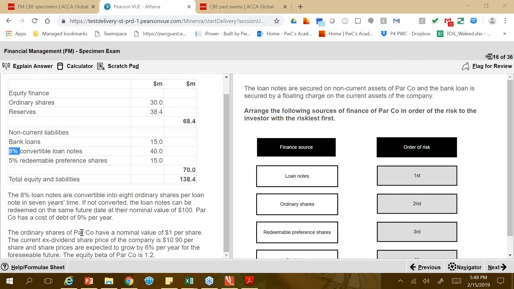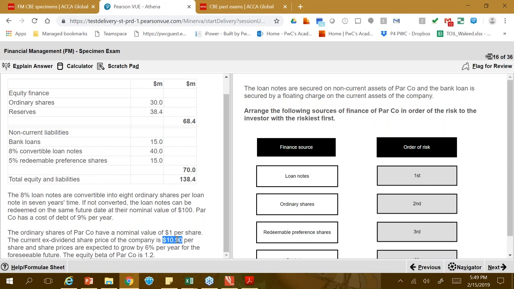Then it says that the ordinary shares of PAR have a nominal value of $1 per share. So $1 is the nominal value. If the total share capital is $30 million, and I know these are $1 shares in face value terms, then the number of shares here is 30 million. The current ex-div share price of the company is $10.90 per share. So in simple terms, if you have to find the value of equity, you can also take number of shares times share price, which is the market capitalization of the company.